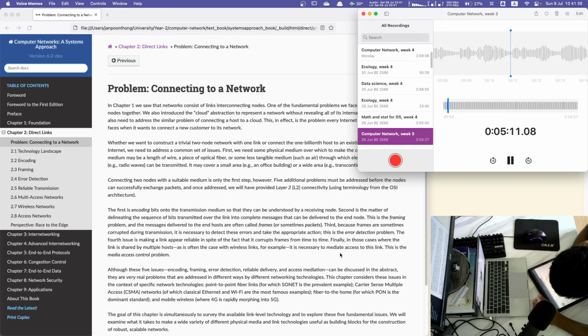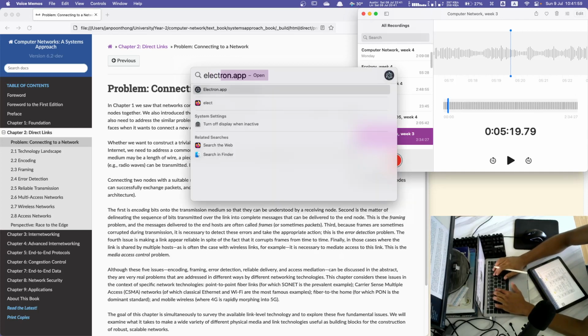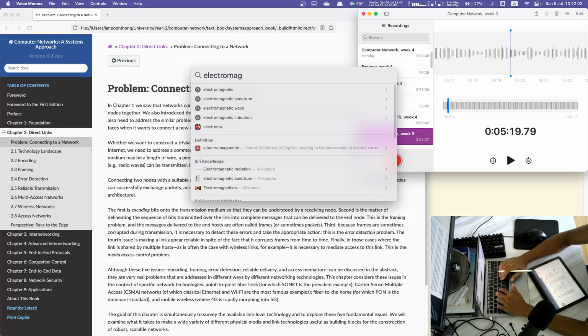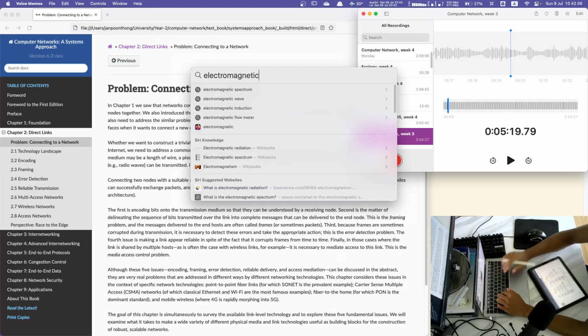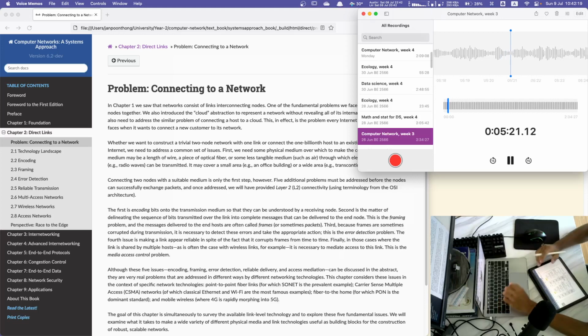Actually, this binary data is transmitted in the form of electromagnetic radiation, and it can pass through any conduit or any layers. So this is the way you are requesting your website.